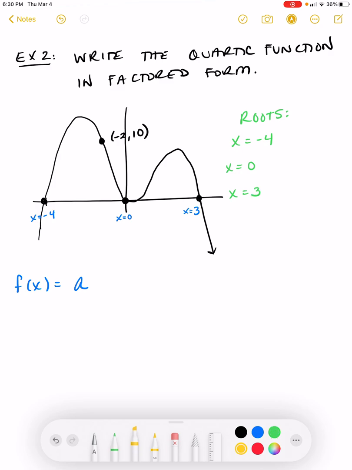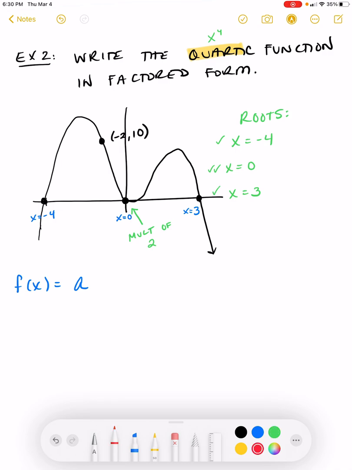Well, part of the problem is that's only 3 roots, but this is quartic, which means it's x to the 4th power. So let's remember the concept of multiplicity. Because this root touches the x-axis and doesn't cross it, it has to have an even multiplicity, and since the degree is 4, the only multiplicity that makes sense is 2. So x equals -4, x equals 0 counted twice, and x equals 3 add up to a degree of 4.